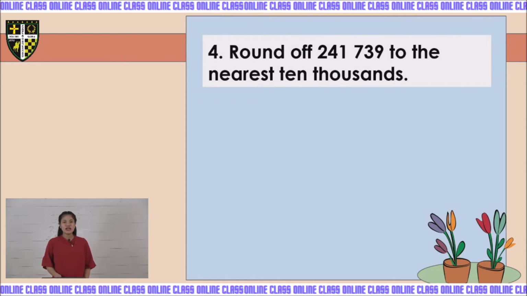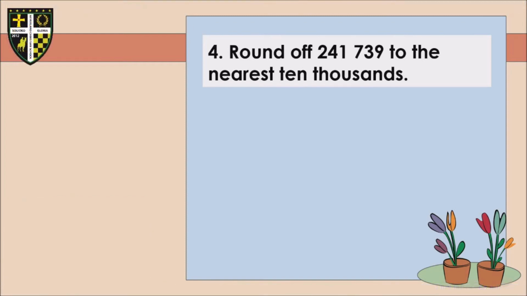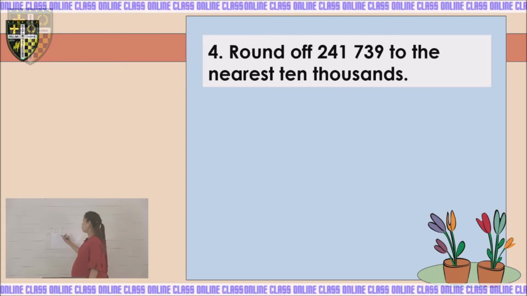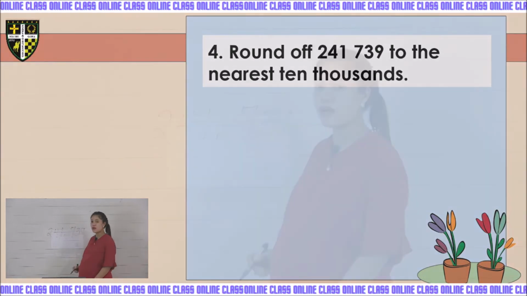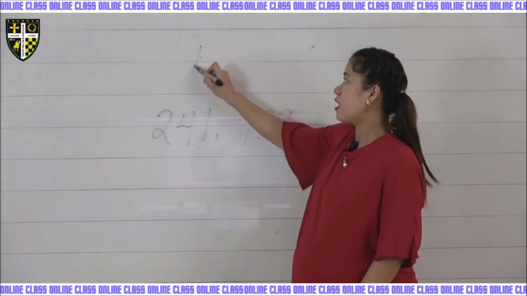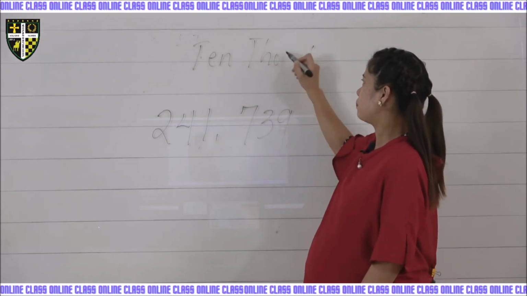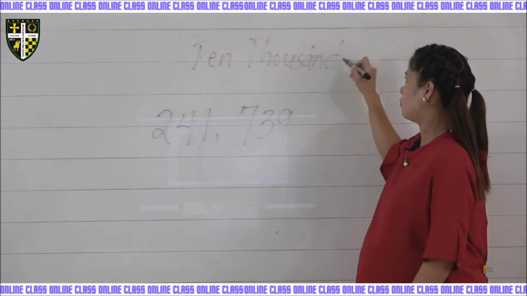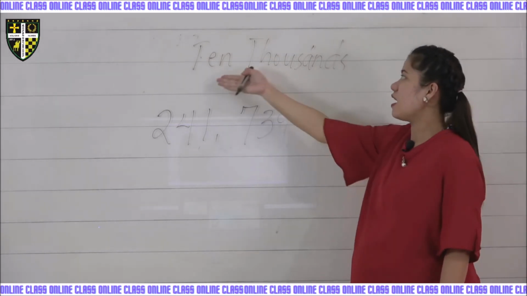Round off 241,739 to the nearest 10,000. I will write it on the board. We have 241,739, and then we have to round off to the nearest 10,000. Can you see it? 10,000.